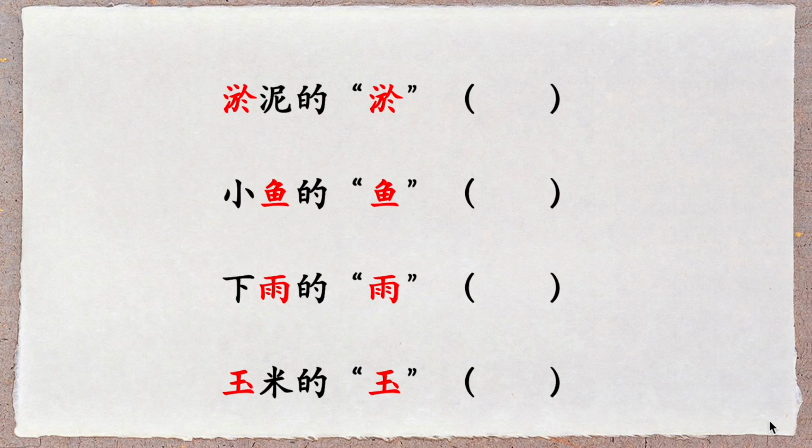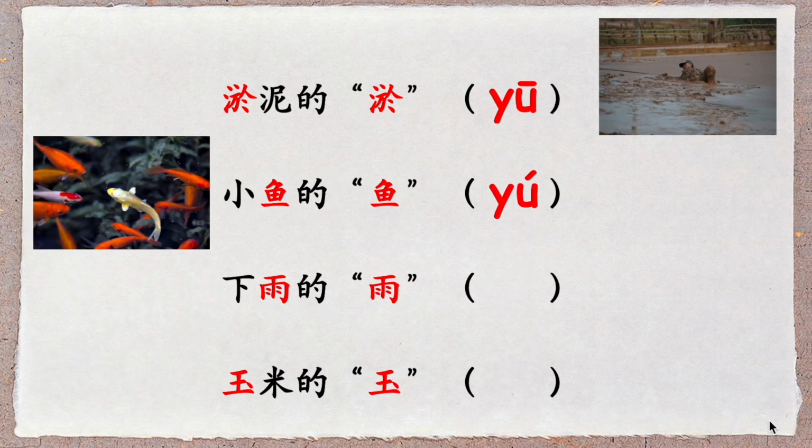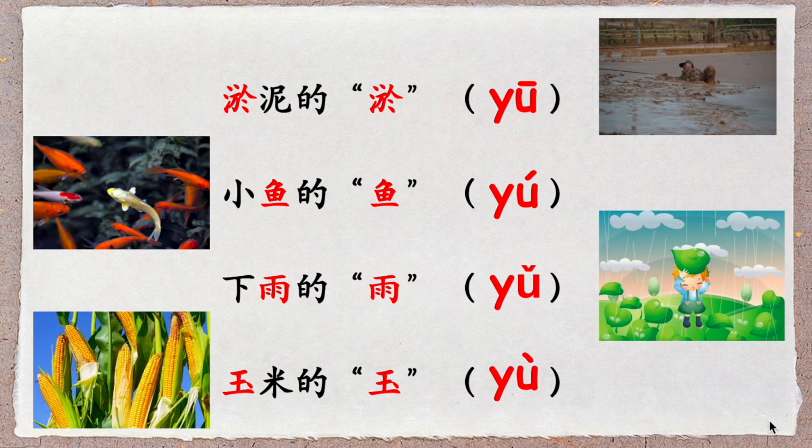Yu as in 淤泥 silt. Yu as in 小鱼 little fish. Yu as in 下雨 rain or raining. Yu as in 玉米 corn.